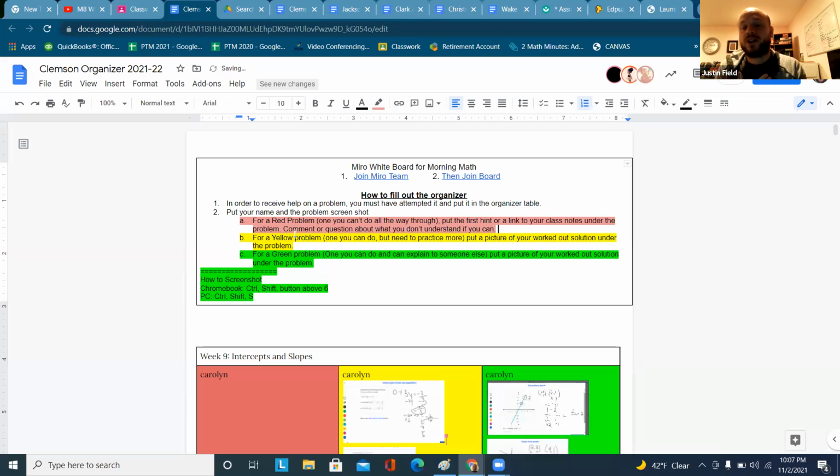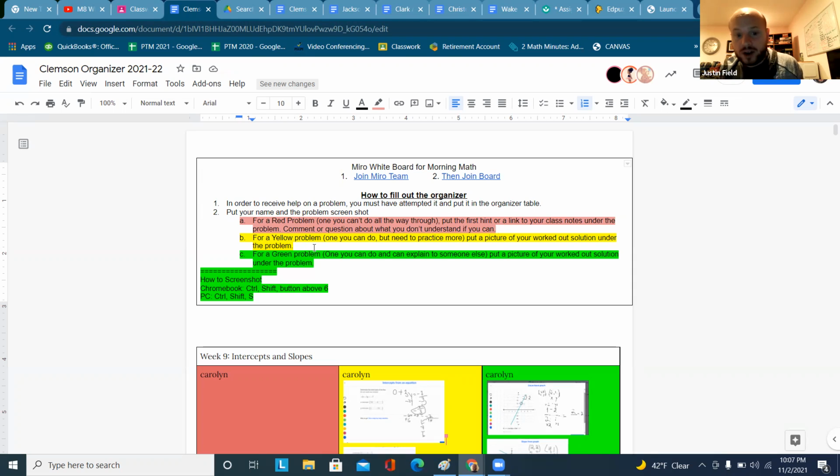Right? So a red question could be something where you can get halfway through it, but it's that middle step where you get stuck. So say what the step is that you're not sure about. Now would help us when we go, that way someone doesn't start from the beginning every time.